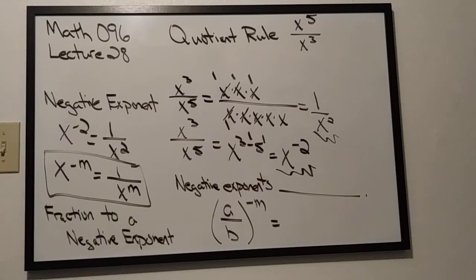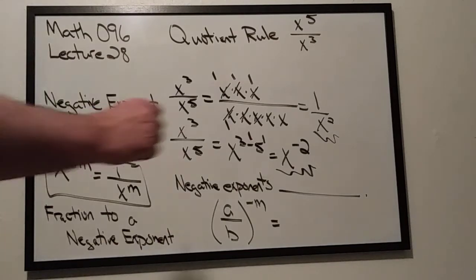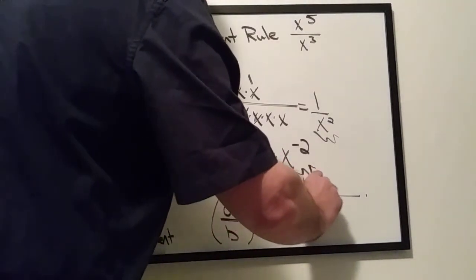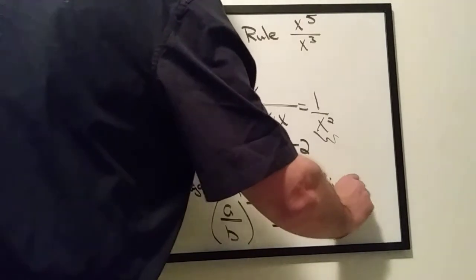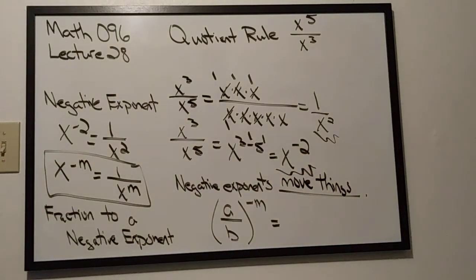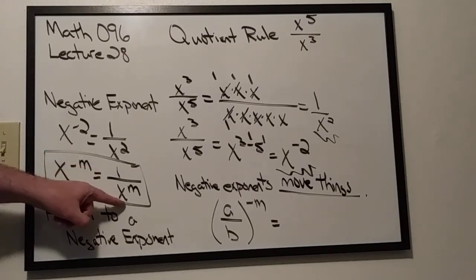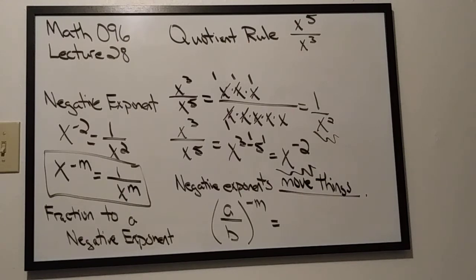So what I have underneath this problem is a statement that starts off negative exponents, and what I'm going to write down is move things. And in particular, what we're going to find is that if you have an expression in the numerator, your negative exponent is going to move that into the denominator. It actually works the other way around as well. If you start with an x to a negative power in the denominator, that negative power is going to move it into the numerator. So whenever you're thinking about negative exponents, that would be my suggestion of helping you remember how to play with those problems.